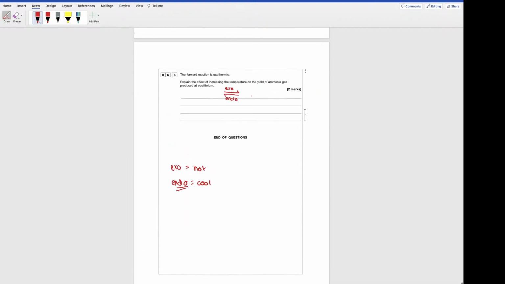So for the final 2 marks, the yield of ammonia will decrease. And why will it decrease? Well, because the reaction will shift to the endothermic side.